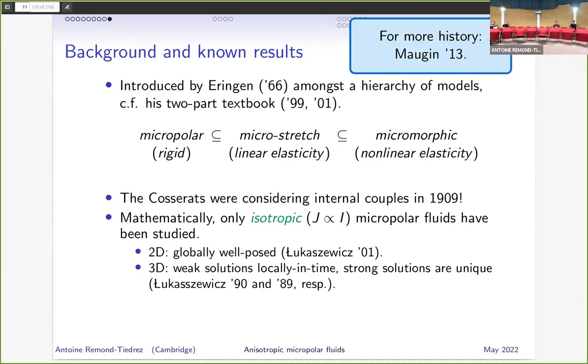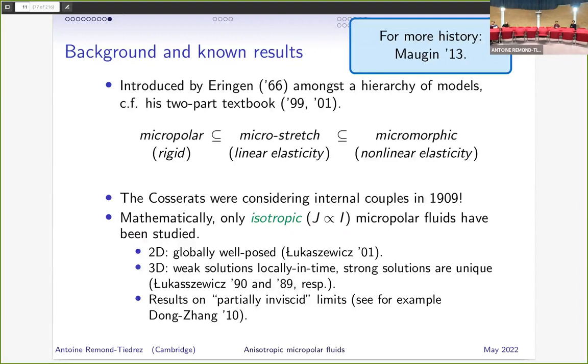I think the first thing that Lukaszewicz did was weak solutions locally in time, and some more recent works get global weak solutions, I think. And then there are all sorts of things that you do in Navier-Stokes that you try to do in this system. For example, there are inviscid limits and partially inviscid limits, where you send one of these viscosity coefficients to 0 but not the other, and see what happens. So there's a lot of work on isotropic micropolar fluids.